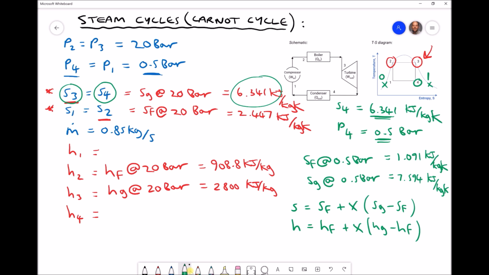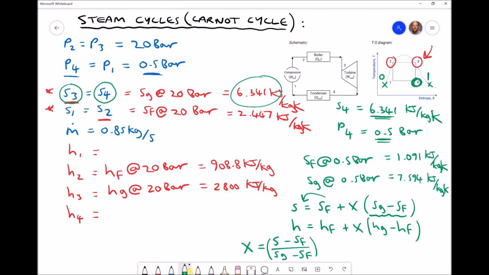If we rearrange this formula to make dryness fraction the subject, then we can subtract SF from each side, and then we can divide each side by SG minus SF. So we're going to get dryness fraction X equals (S minus SF) divided by (SG minus SF). Now we know that this value is going to sit somewhere between 0 and 1, and we know it's going to be closer to 1. The reason we know it's closer to 1 is if we refer to our temperature entropy diagram, we can see that position 4 is closer to the dry saturated vapour line than it is the wet saturated vapour line.